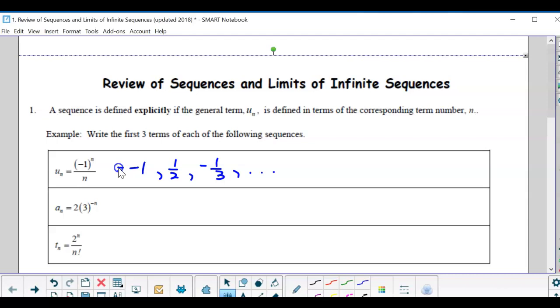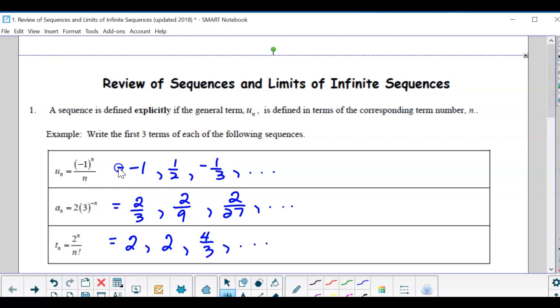Next one, when n equals 1, that would be 2 times 3 to the negative 1, which is 2 over 3. N equals 2 would be 2 times 3 to the negative 2, which is 2 over 9. And then 2 over 27, and it keeps on going. For the last one, n equals 1 is 2 over 1, which is 2. Then 2 squared over 2 factorial, which is 2. Then 2 cubed over 3 factorial, so 2 cubed is 8, over 6 is 4 over 3.